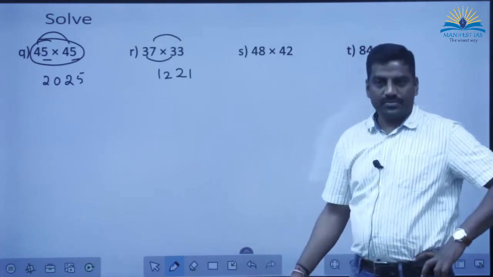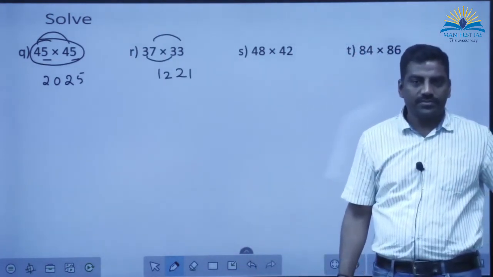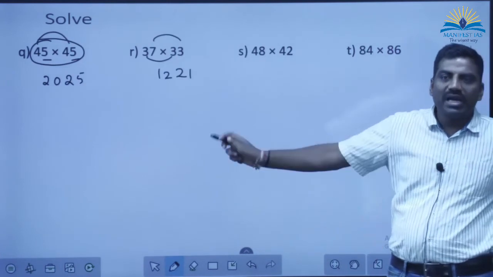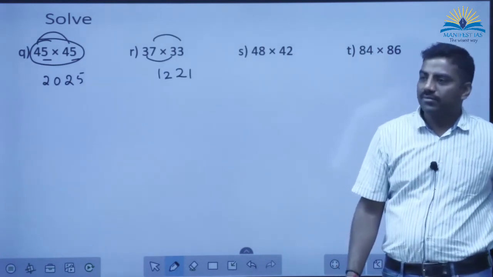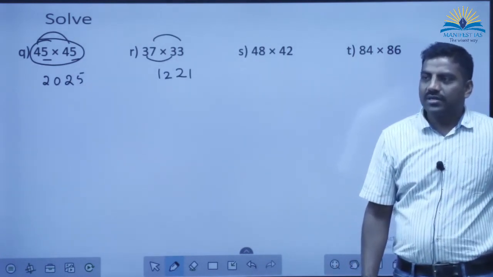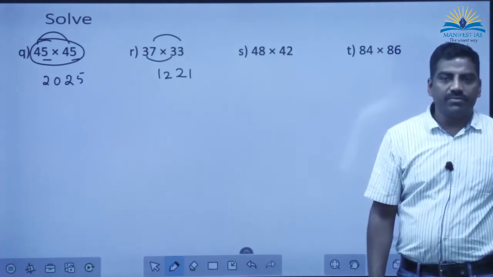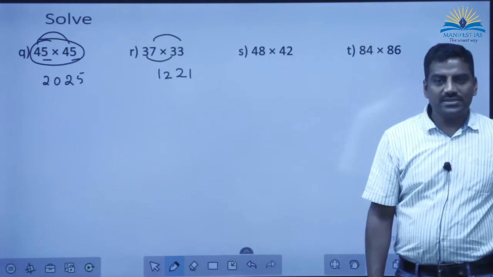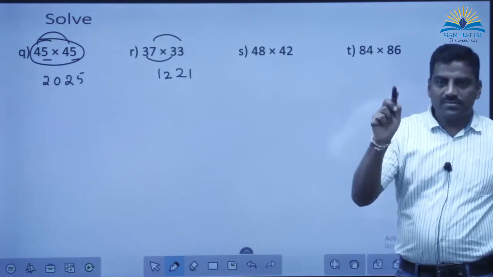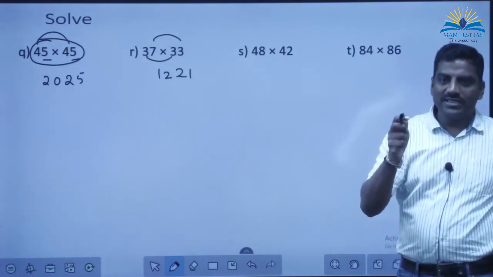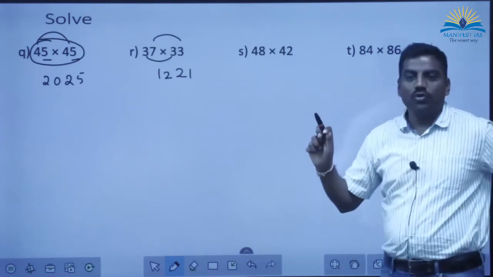Somebody cross check with the normal method. This is my raw method. Trick. This is a trick. Check with normal calculation. 37 into 33. Is it correct? Yes. So we can say verified. Quality check.